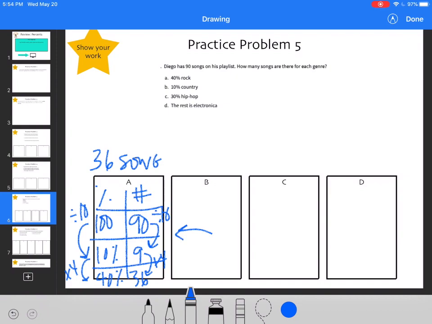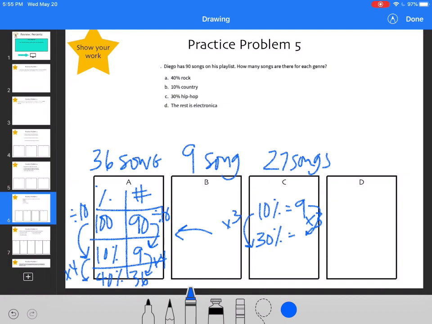So over here, I already figured out what 10% is. So that's 9 songs. Then I figured out 10% is 9. So 30%. So I'm multiplying by 3. 27 songs. So then it says the rest is electronica. So I know that if I have 90 songs and I subtract 36, 9, and 27, I'll get my final answer. So I'm going to use my calculator on my phone. 90 minus 36 minus 27. And I'm left with 18 songs.